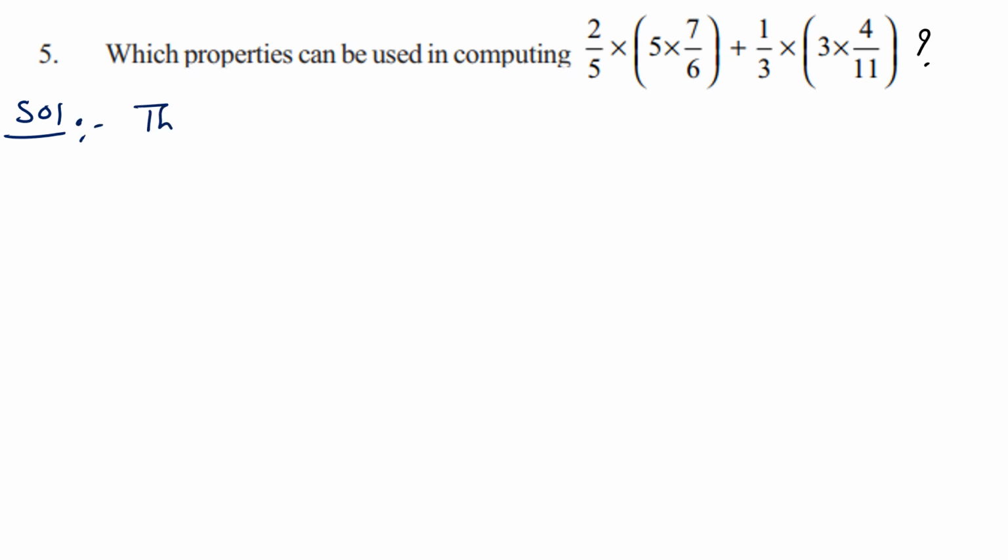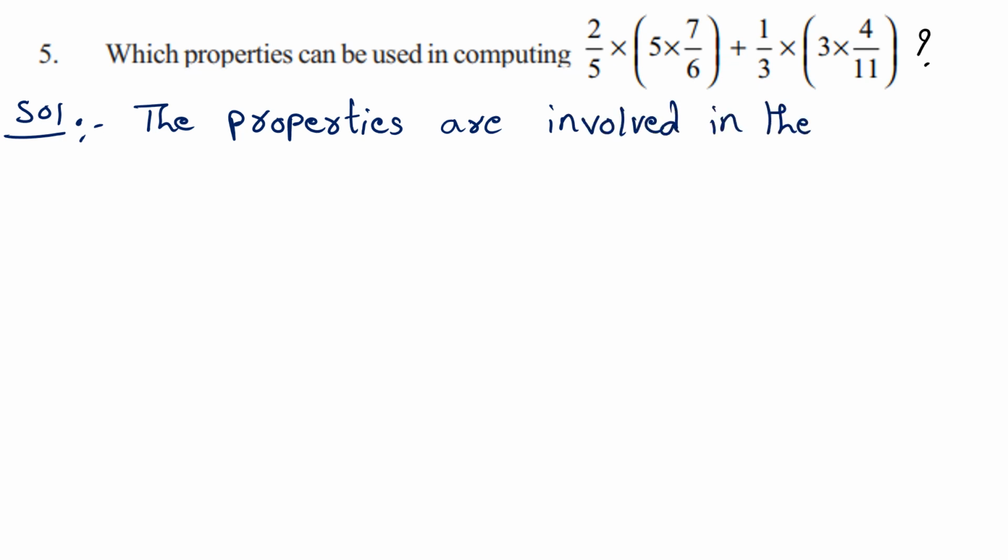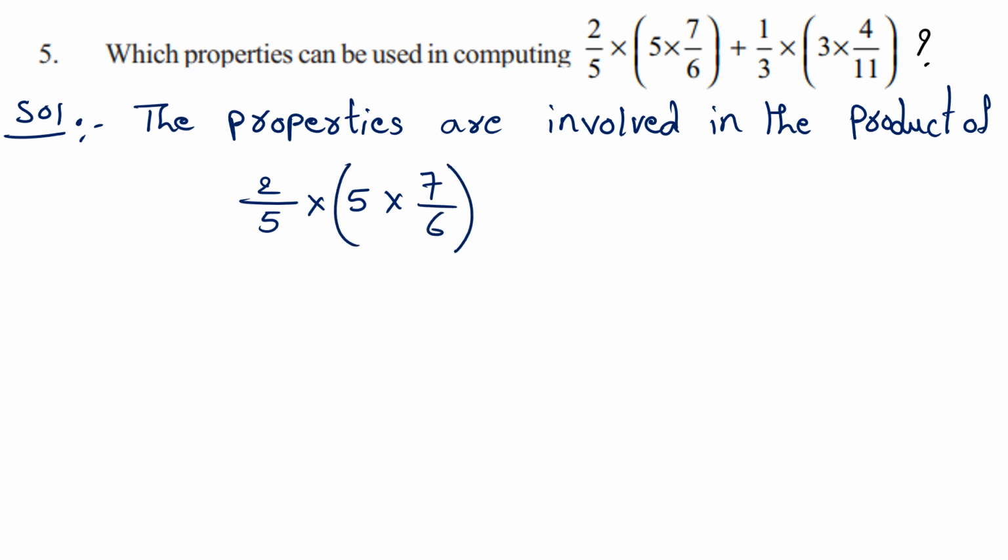The properties involved in the product of 2 by 5 into 5 into 7 by 6 plus 1 by 3 into 3 into 4 by 11. So let us see what properties are involved in the product of this.